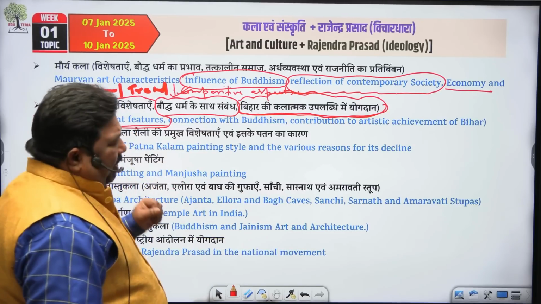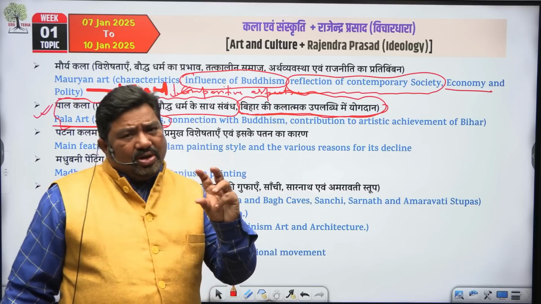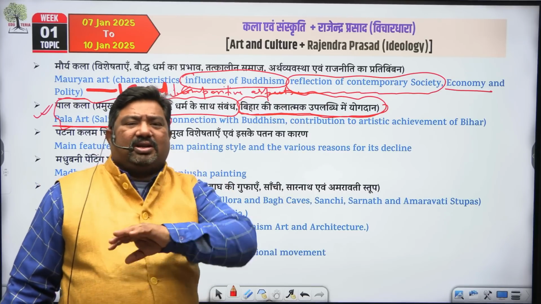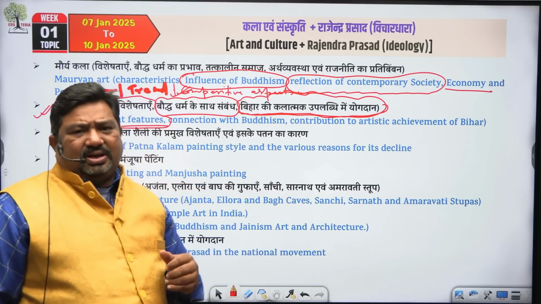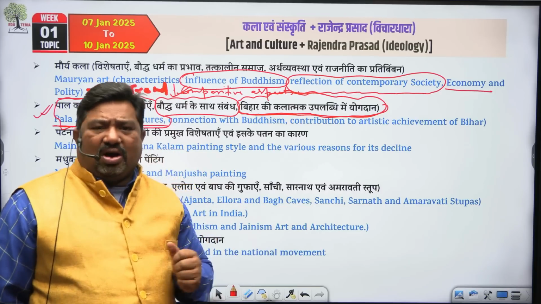Here again in Pala art, when you are writing something, you should put across why this feature, why these colors are vibrant, right? Does this have something to correlate with the economy?